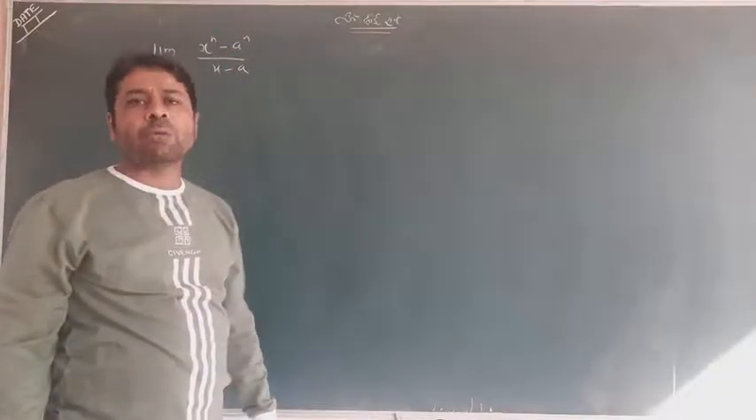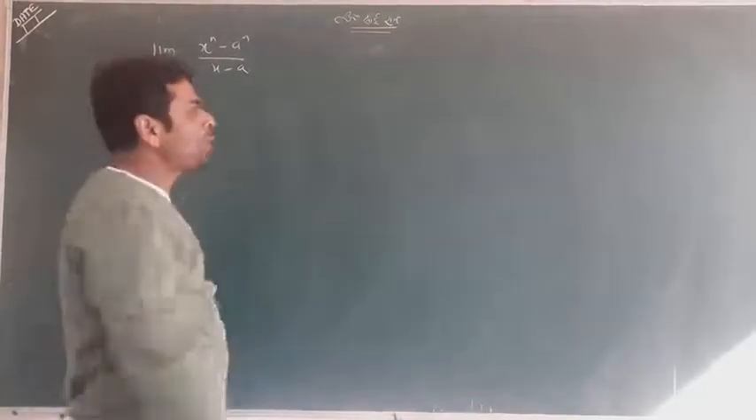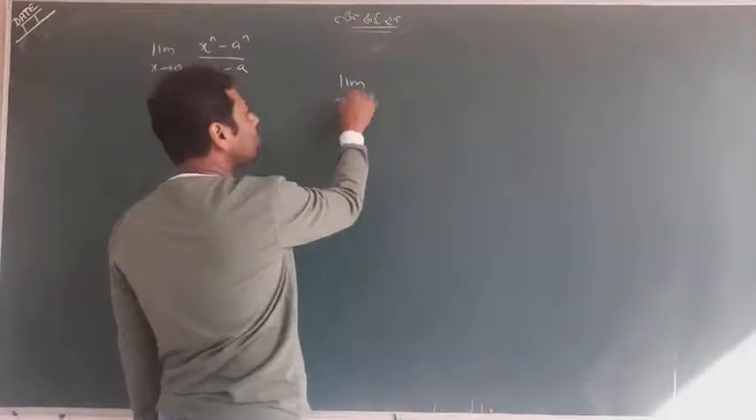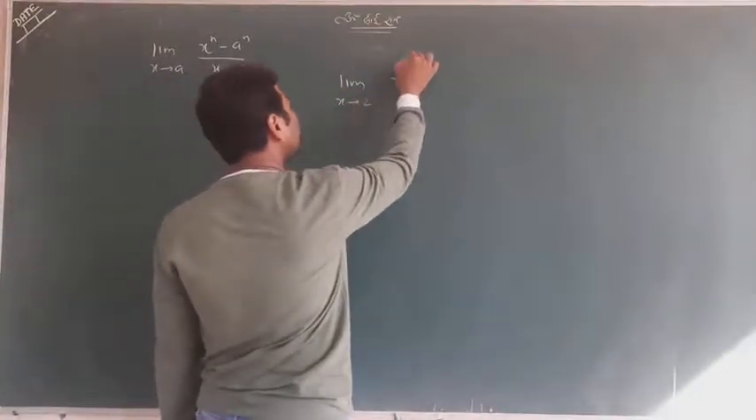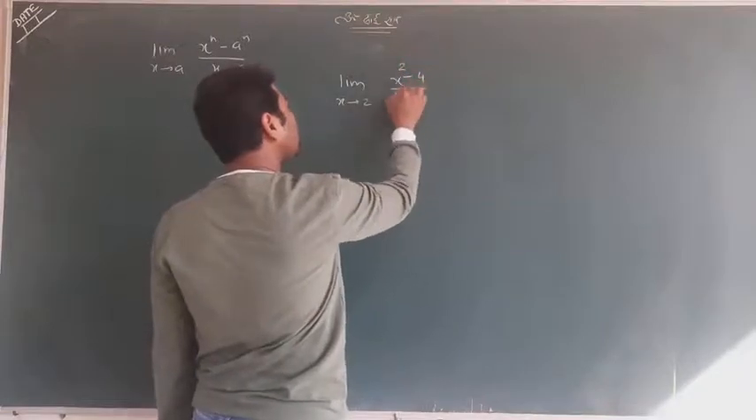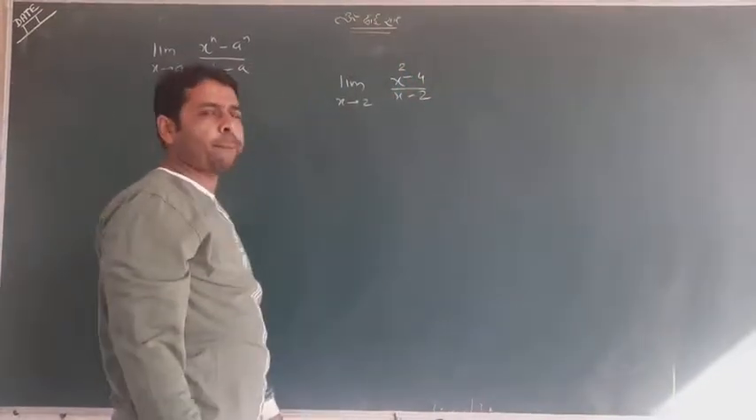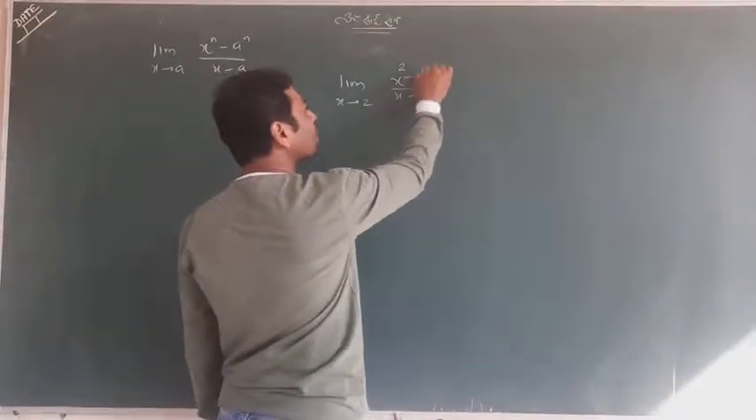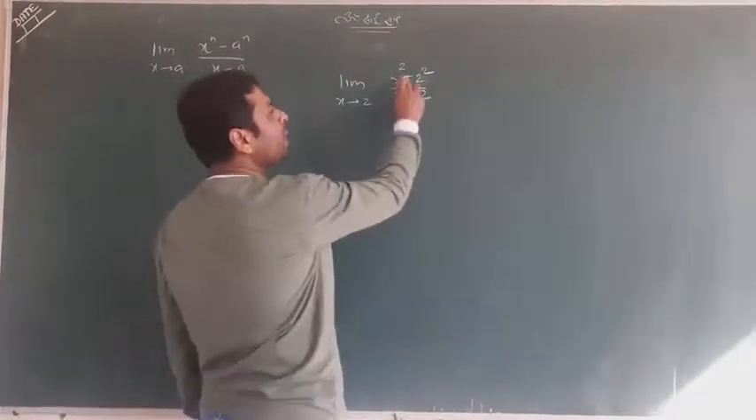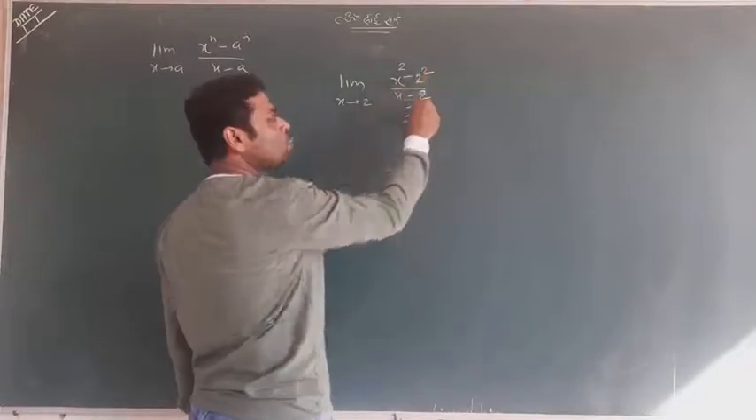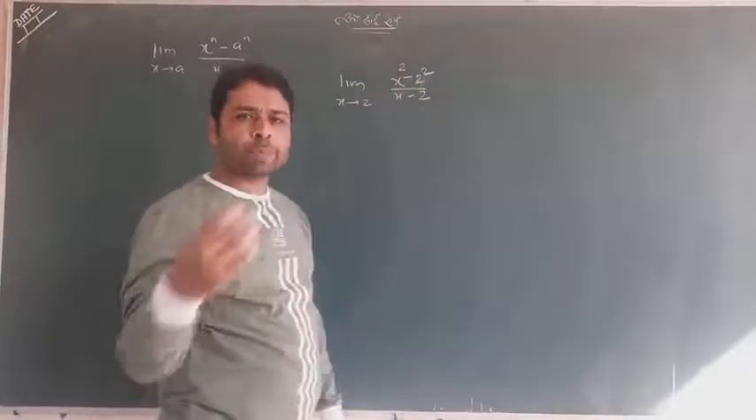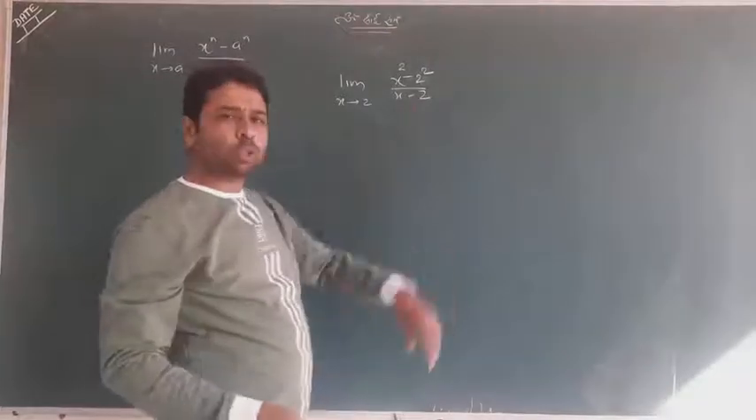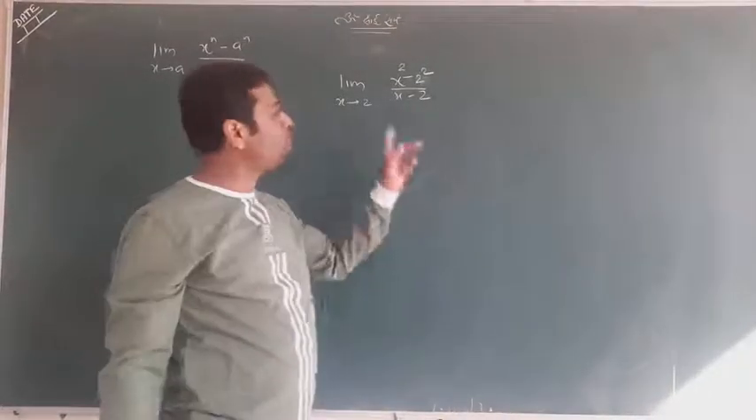This is the formula, and why it is used, I tell you one thing. Can you see the question? An easy question I'm telling you: x square minus 4 upon x minus 2. Suppose this is the question. You know what to do. You will write 4 as 2 square. So x square minus 2 square can be written as (x plus 2) and (x minus 2). So one part, x minus 2, will cancel.